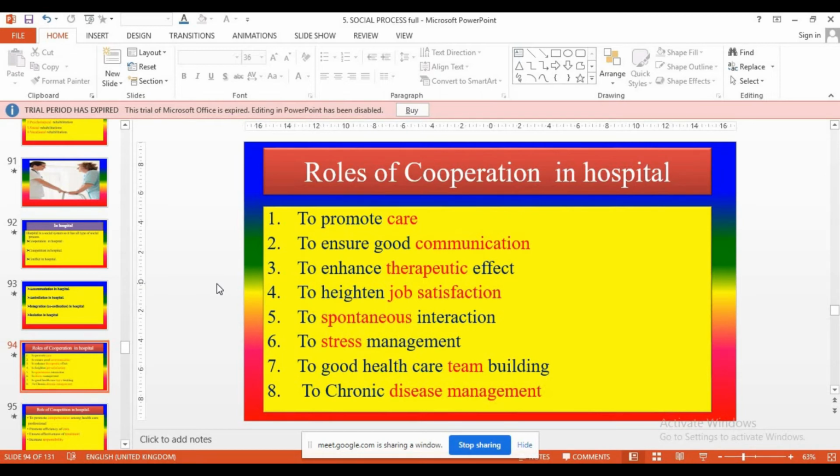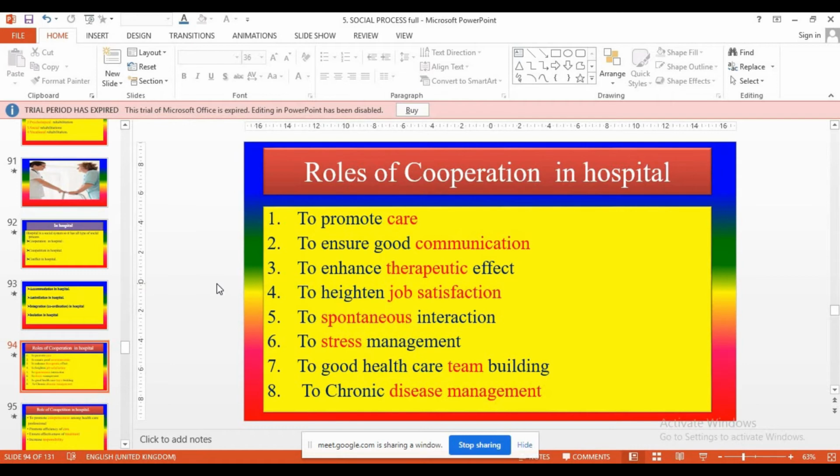Sixth one, stress management. Maximum stress is due to lack of cooperation. At the family level, lack of cooperation between husband, wife, and other family members, as well as in the workplace. So cooperation in stress management plays a wonderful role in the hospital.